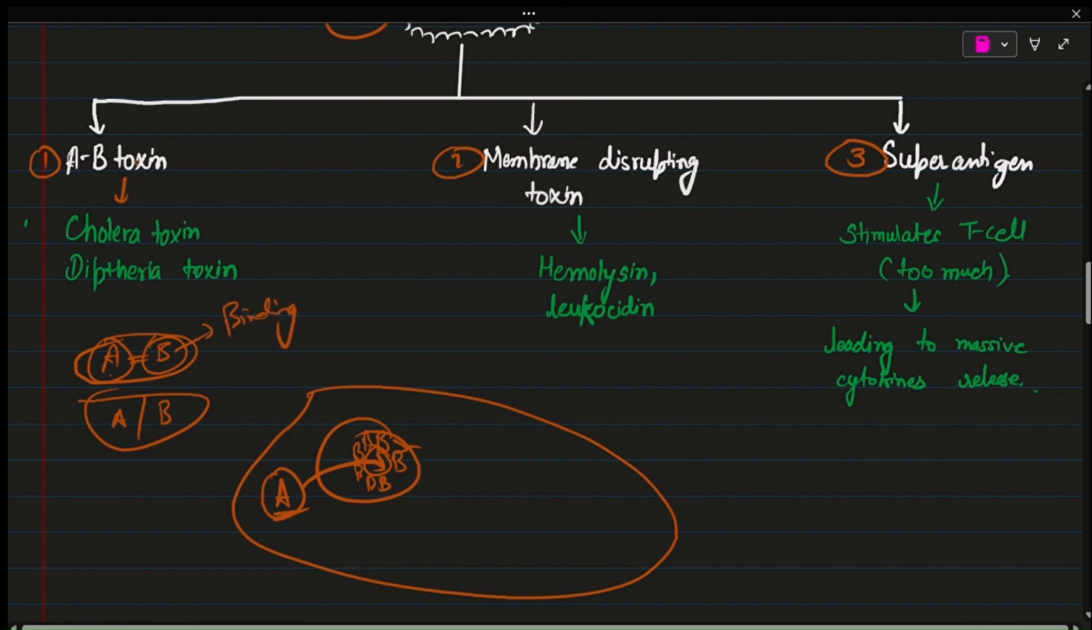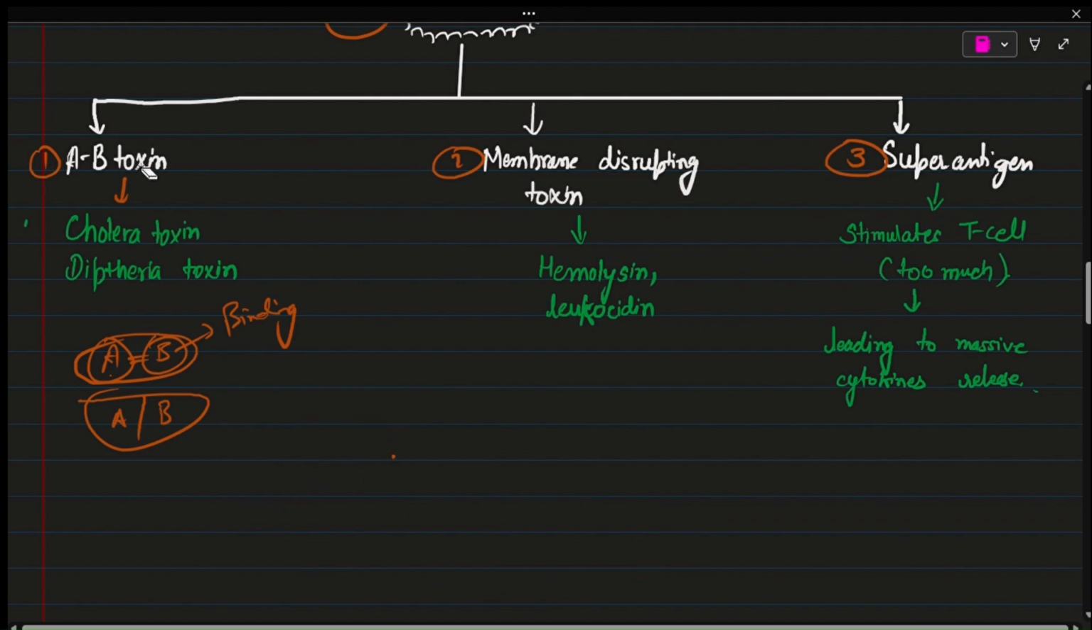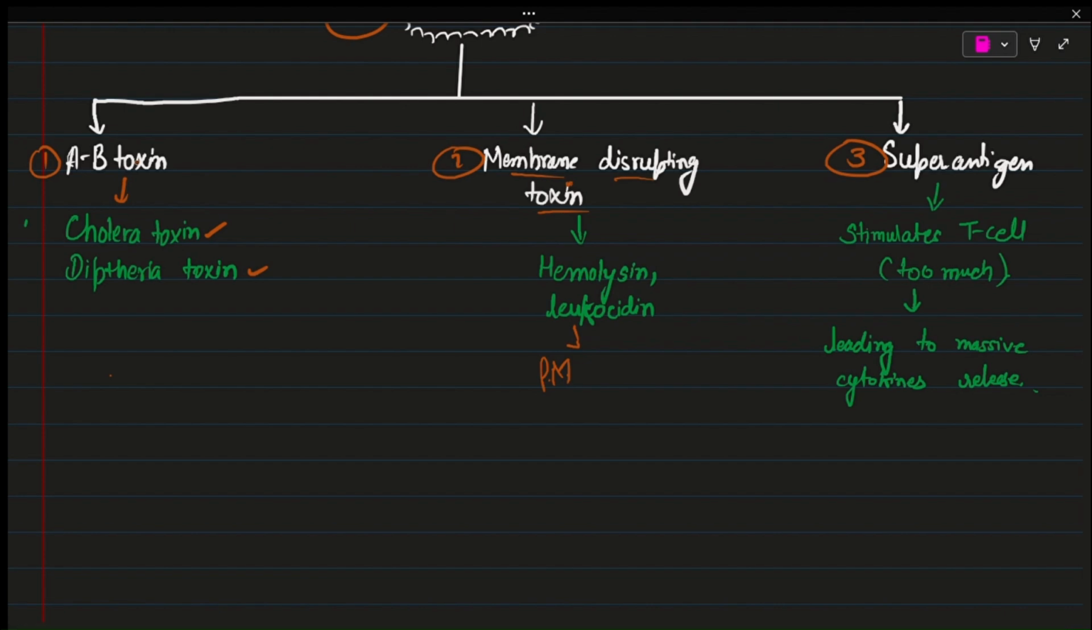Okay, so this is how AB toxins work, and the examples of AB toxins are these two here in front of you, which are cholera toxin and diphtheria toxin. Then you have membrane disrupting toxins. Their main target will be the plasma membrane. They go into the plasma membrane and show some activities which can cause disruption of that plasma membrane, and by disrupting the plasma membrane, the cell will die or burst or whatever can happen.